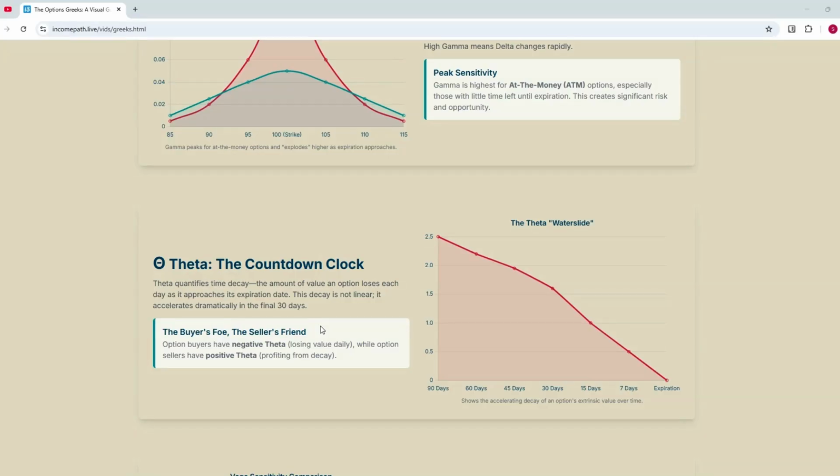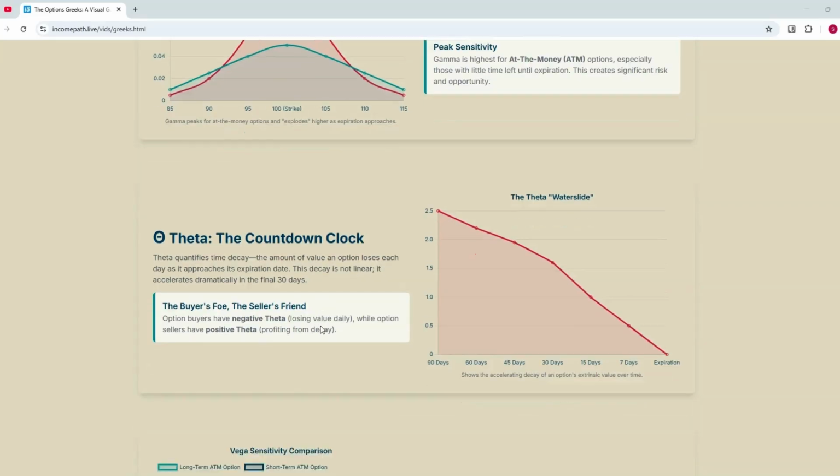The thing to think about with theta is it's the buyer's foe and the seller's friend. Option buyers have negative theta, losing value daily, while option sellers have positive theta, profiting from that decay. So depending on which side of the fence you are at, theta can be important.